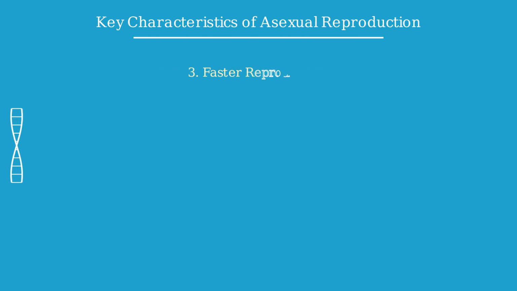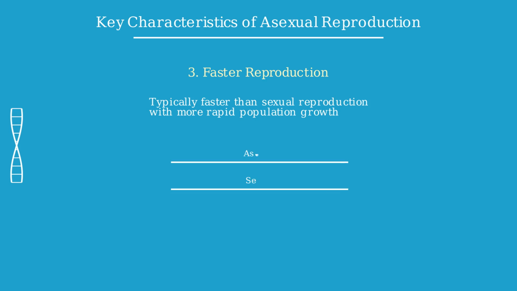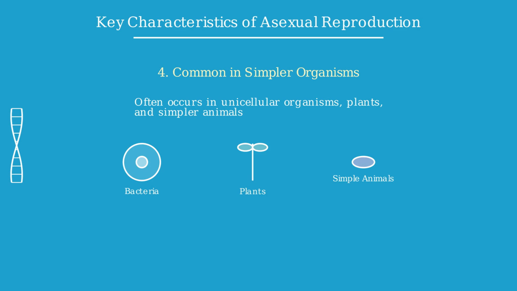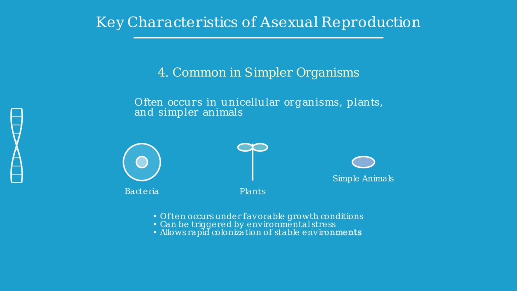The third characteristic is that asexual reproduction is generally faster than sexual reproduction. Without the need to find a mate or produce specialized sex cells, asexual organisms can reproduce more rapidly. The fourth characteristic is that asexual reproduction is common in simpler organisms. It frequently occurs in bacteria, many plants, and simpler animals that may not have evolved complex reproductive systems. Asexual reproduction may be triggered by specific environmental conditions, allowing organisms to rapidly colonize stable environments or respond to stress.